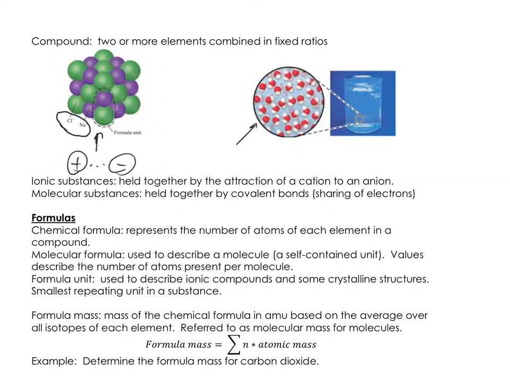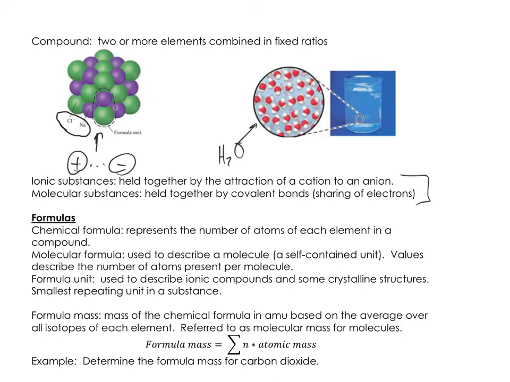Now, over here on the right, we have molecules. What both of these are is 2 or more elements combined in fixed ratios. So water will always be H2O, and it's a bunch of them. Sodium chloride is a bunch of sodium ions and a bunch of chloride ions in this big repeating structure.